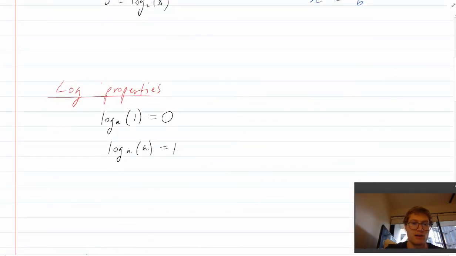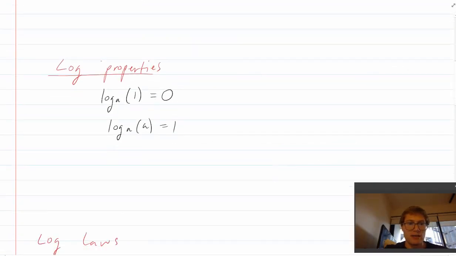Okay, there are 2 really key log properties that we need to know of. The first one is the log of 1, to any base, is always 0. That's just because we already know the index law fact that any base to the power 0 always equals 1. So that makes a lot of sense.